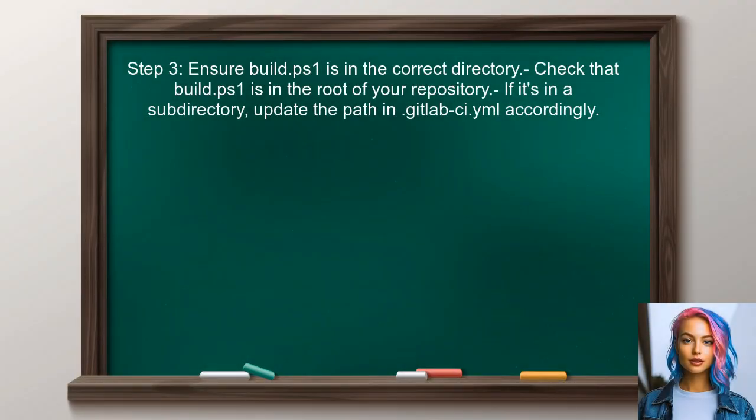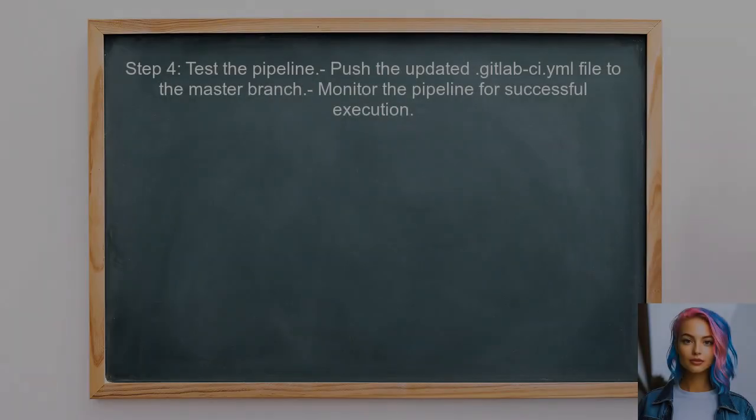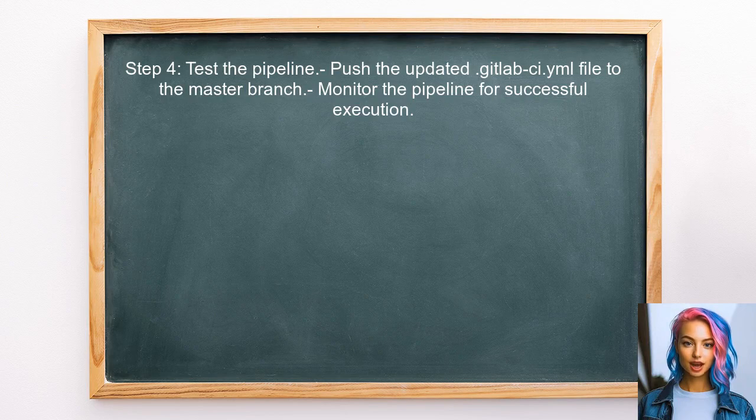Now the user should ensure that the build.ps1 script is located in the correct directory. It should be in the root of the repository or the specified path in the .gitlab-ci.yml file. Finally, the user should test the pipeline to confirm that the changes work as expected. They can do this by pushing the updated .gitlab-ci.yml file to the master branch.